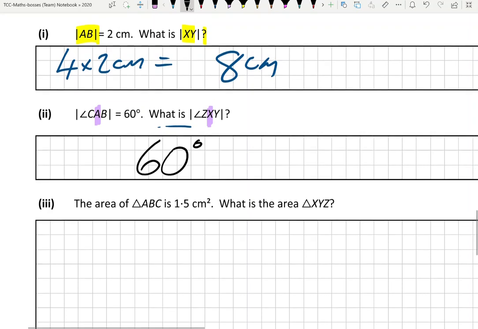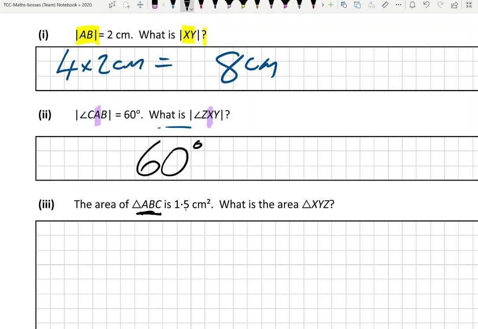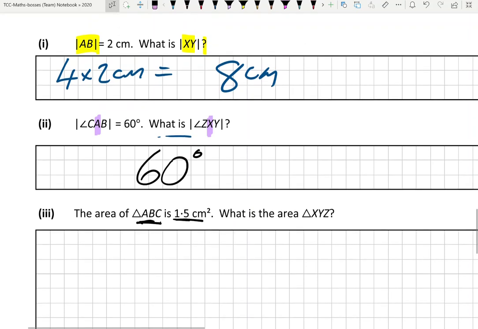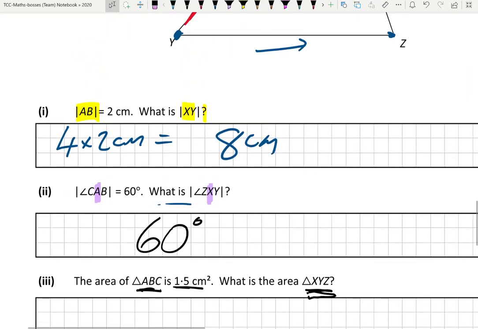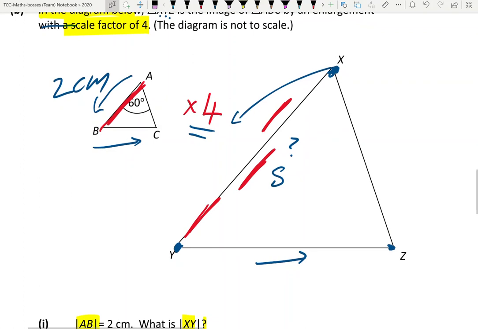And finally, the area of the small triangle is 1.5 centimeters squared. What's the area of the large triangle? Okay. So the area here is 1.5. Now, a bit of careful thought here, and there's a big mathematical concept that you need to know at the end of your course, and you can learn it right here.